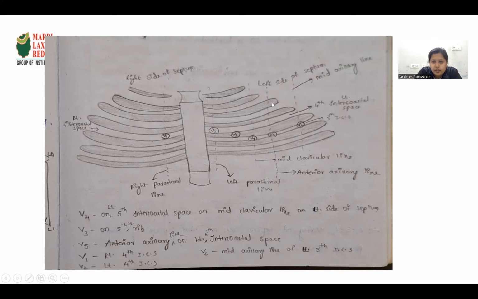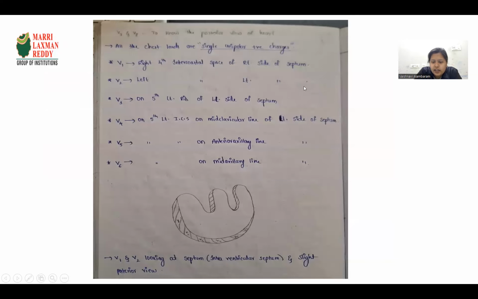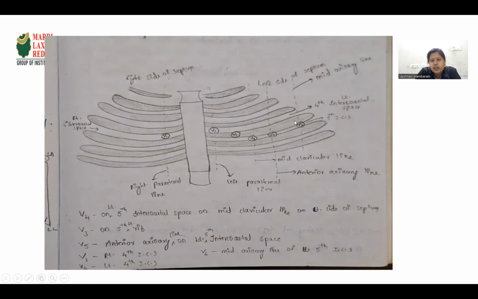Left side of the septum, you are placing this V5. Further moving towards your mid axillary line, you are placing your V6 on the same fifth intercostal space. This is the placement of your chest leads.